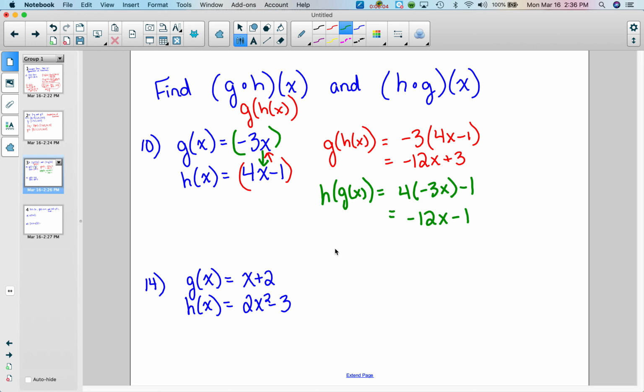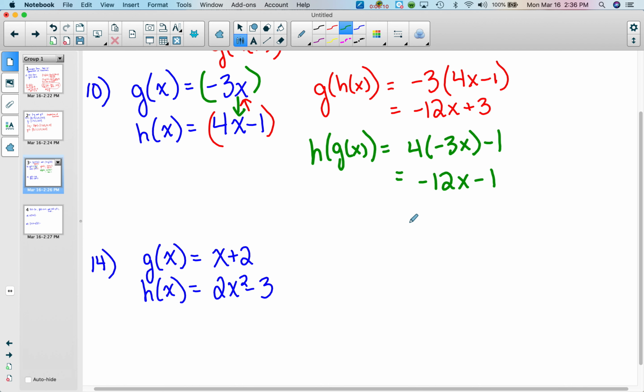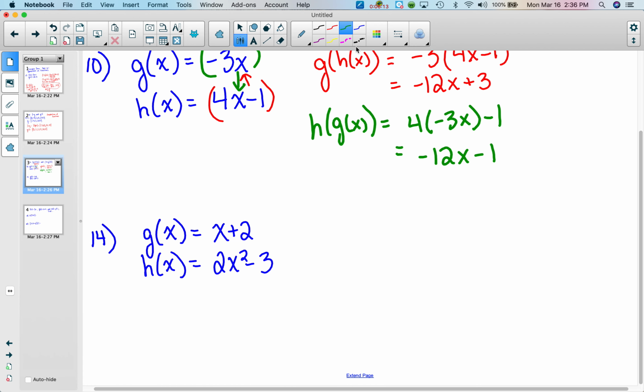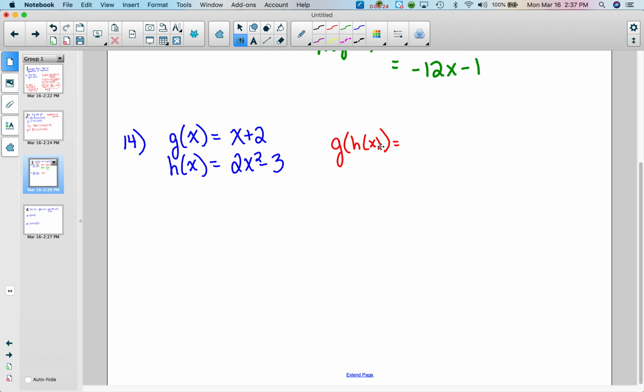Okay, next one. So on this next one, to find g of h of x, we're putting h of x inside of g of x. So we're going to have, instead of an x, we're going to have 2x squared minus 3, and then a plus 2. So I can just combine like terms. I get 2x squared minus 1. So that's the easy way.